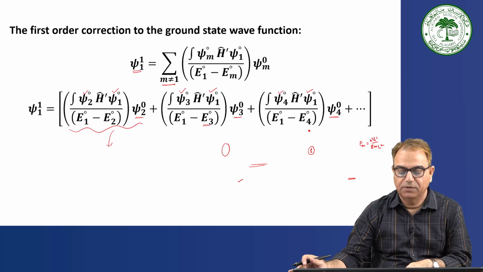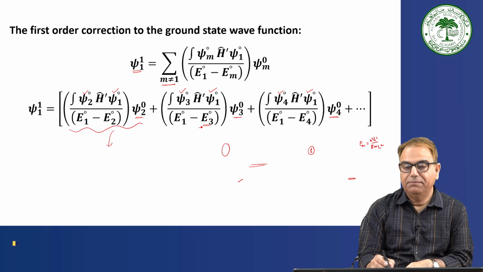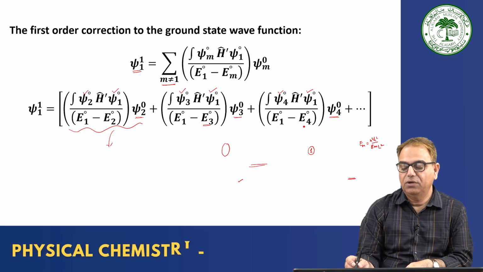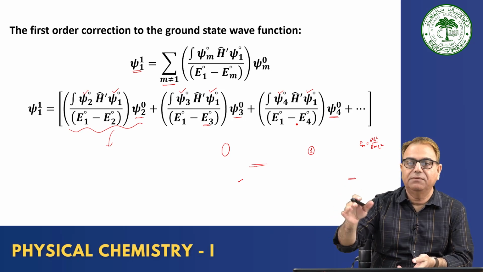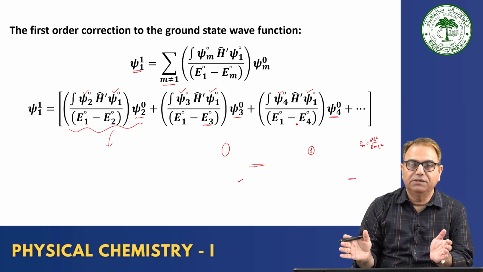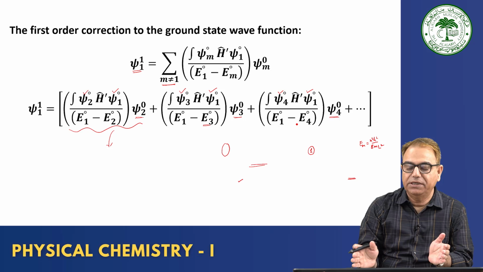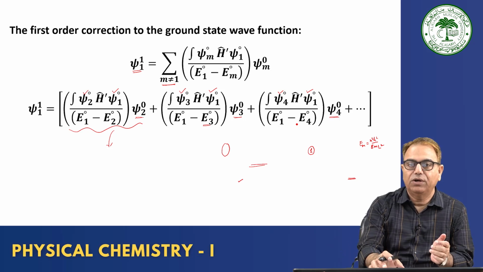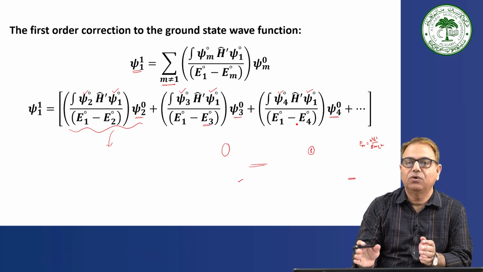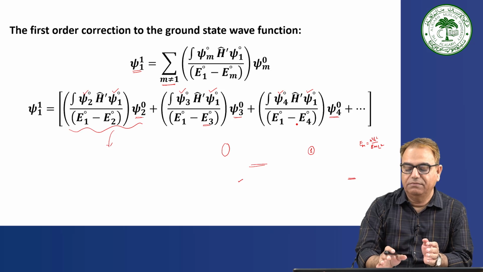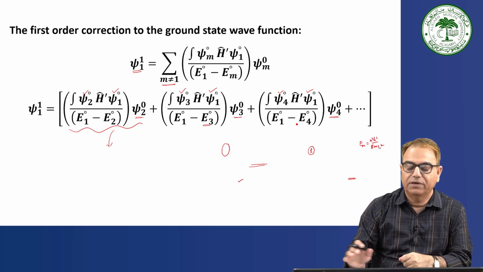Okay, what is this? E1 minus E3, E1 minus E4. So it is the difference between the energy levels. As you go to higher and higher terms, this quantity will be very large. And if this quantity in the denominator is very large, the overall value of this term will be very small. So you need not go for many higher terms. One or two terms is enough for calculating this.